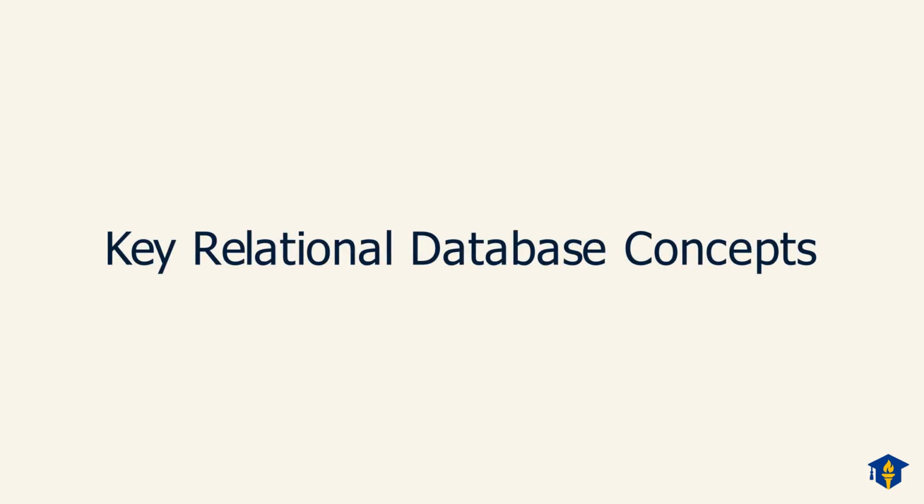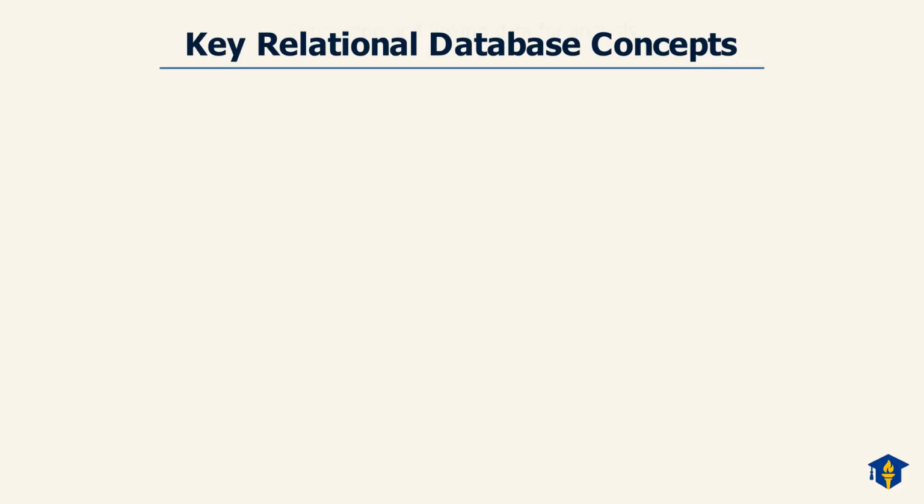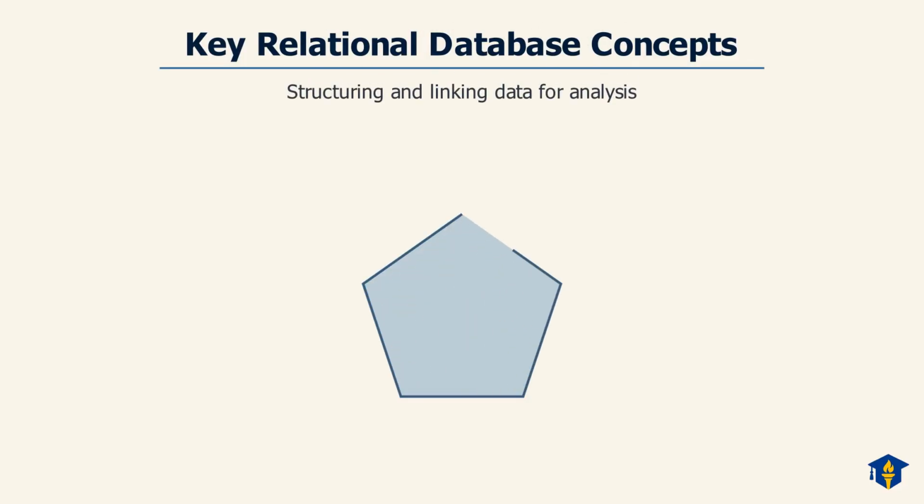Today, we will explore key relational database concepts that structure and link data. Understanding these concepts is vital for structuring and linking data effectively for analysis. A primary key serves as a unique identifier for each record within a table. It ensures that every single record in a database table is uniquely identifiable.